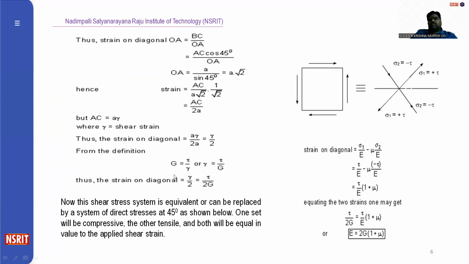We know that modulus of rigidity is nothing but shear stress by shear strain. So now I can take gamma equal to shear stress by modulus of rigidity. Now with respect to the diagonal, it comes under linear strain. So sigma 1 by E minus mu into sigma 2 by E. So sigma 1 we got as tau by E minus mu into minus tau by E, so tau by E into 1 plus mu. Now correlating these two relations, E is equal to 2G into 1 plus mu.